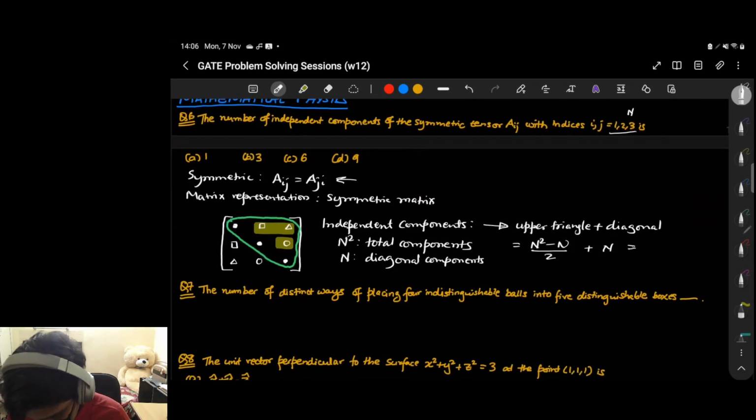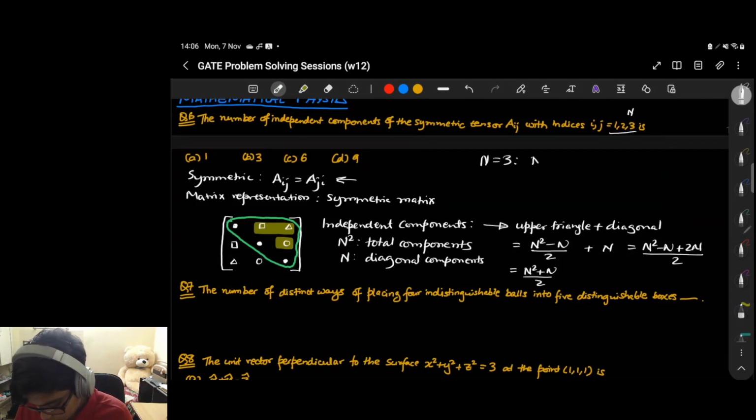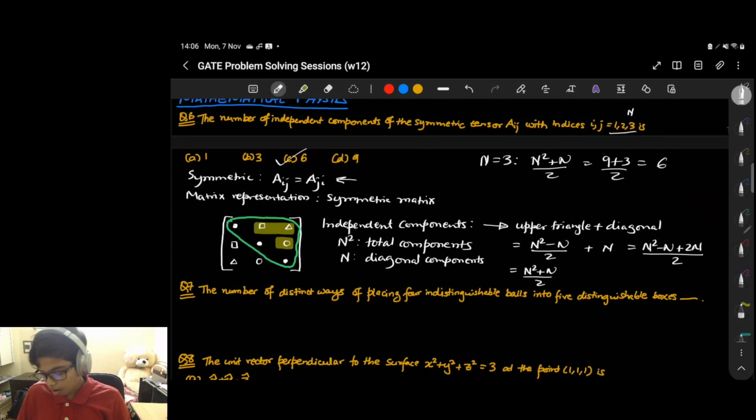So this gives me n squared plus n by 2. So I had written down this final expression directly without telling you this procedure. So that's why I did this procedure to tell you how we came to this expression. So in our case, n is equal to 3. So n squared plus n by 2 is 3 squared, 9 plus 3 by 2, which is equal to 6. So 6 independent components.